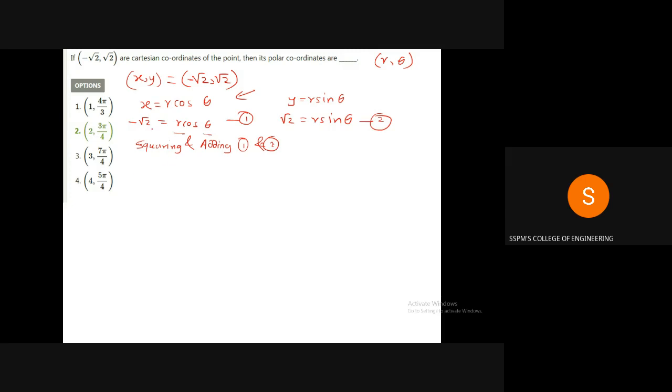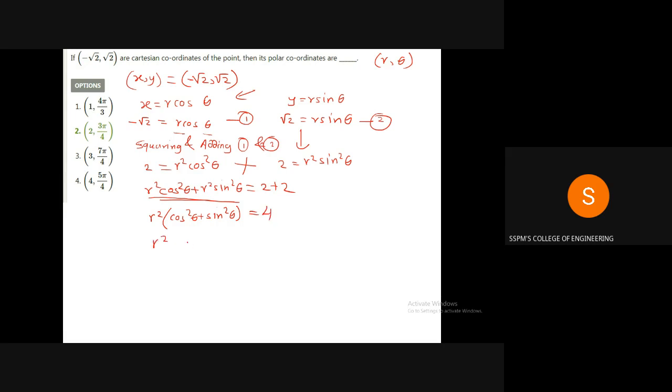So what is the square of the first equation? Minus root 2 square is 2, is equal to what? r square cos square theta. Similarly for this part, square of root 2 is 2, is equal to r square sin square theta. So now we will add them. r square cos square theta plus r square sin square theta is equal to 2 plus 2. Here you can see that r square is common to both the terms, so we will take it outside the bracket. So r square into cos square theta plus sin square theta is equal to 2 plus 2, it is 4.